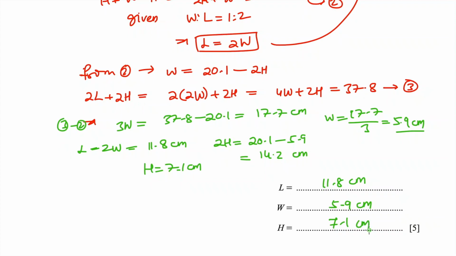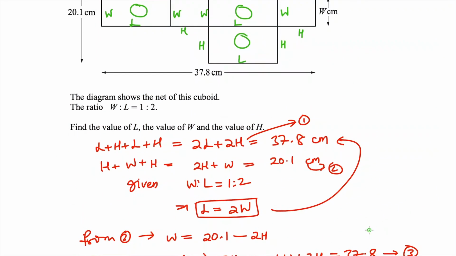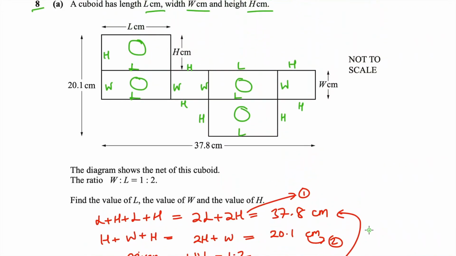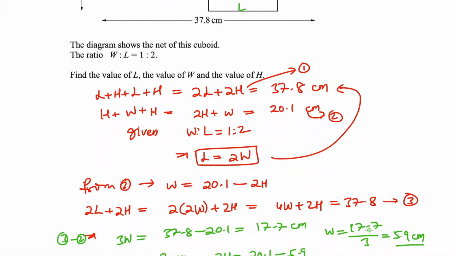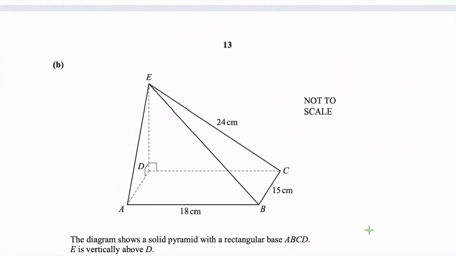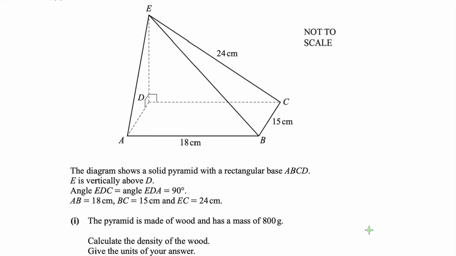So before doing this question, you should know how to create that net, right? So if you see the net, there will be six rectangles. Two of them will have L and H as their sides, two of them will have W and L, and two of them will have W and H as their sides. Based on this concept, I could clearly see which one is which. Okay, so let us go to the B part.